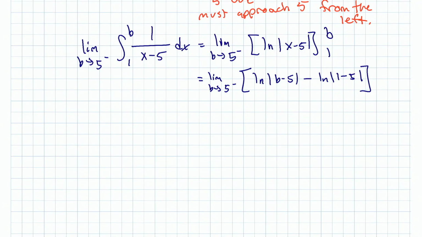Now, what's going to happen here is, because we're taking the limit, when you put your 5 in here, you're going to have ln of 5 minus 5. And here you're going to have ln of absolute value negative 4. Now, that's the absolute value of negative 4, so that's actually just ln 4, which is fine. But the first is ln 0, and ln 0 is not defined.